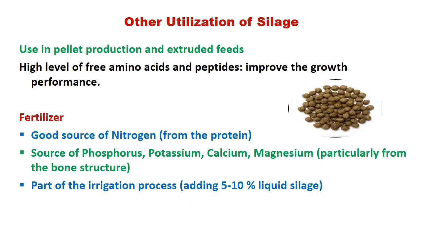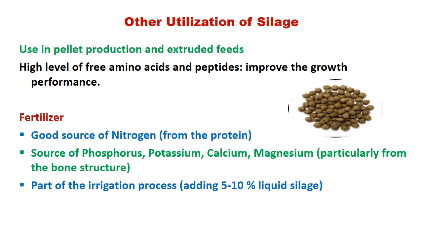The other utilization of silage is in pellet production and extruded feeds. Nowadays there are different pelleted or extruded feeds for fish farming or poultry farming. There we can use this silage because it has a very high level of free amino acids and peptides, which are very good for growth and production performance.